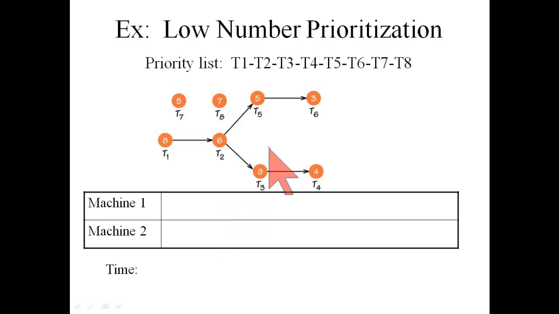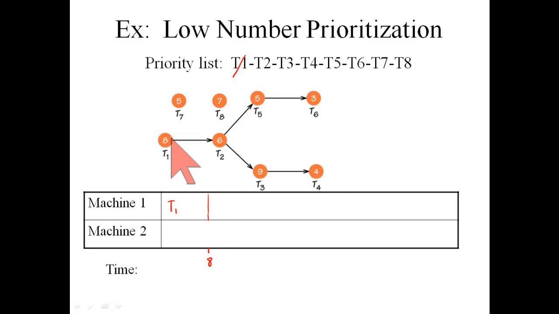And let's just start again. We decided that person number 1 was going to be assigned task 1, which is an 8-minute job. So I'm going to put person number 1 or machine number 1 is now working on task 1, and it will finish at time 8.